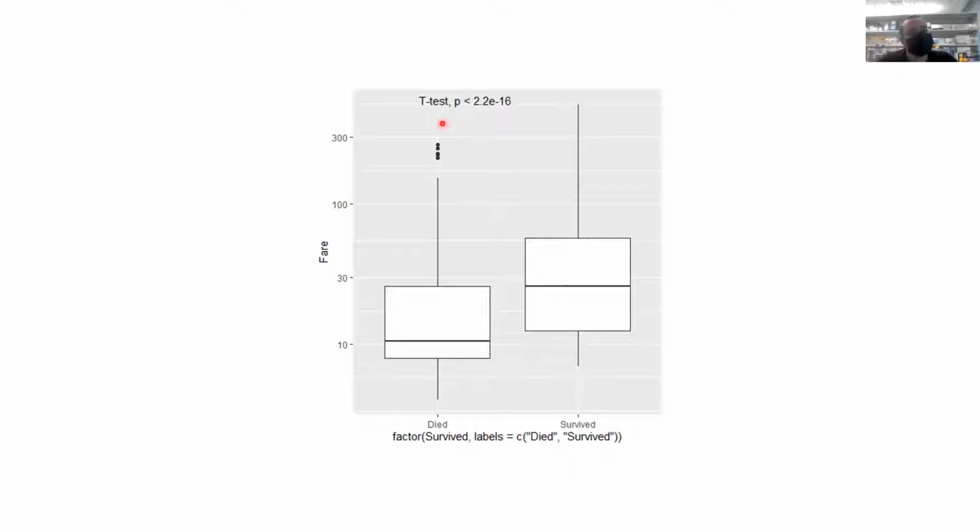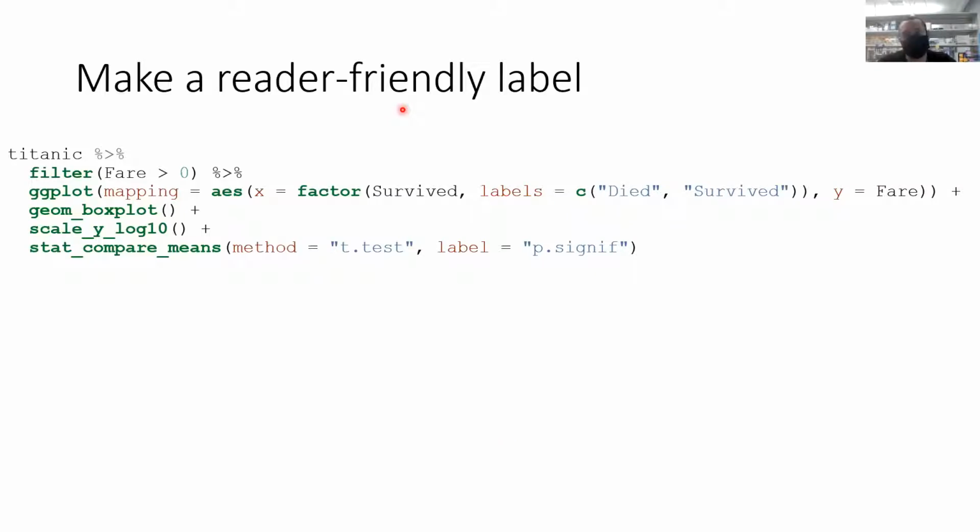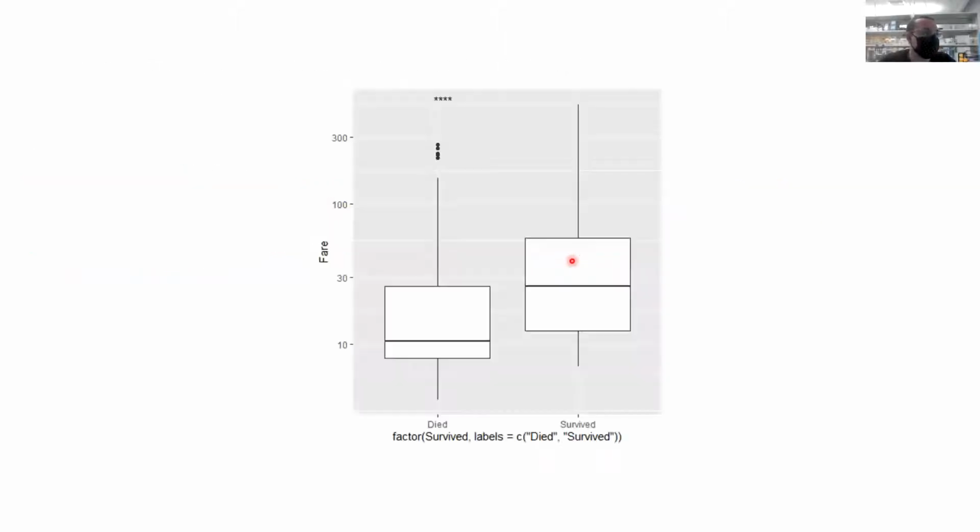However, those of you who are familiar with writing papers will know that this is not a very visually appealing way of representing the results of your statistics. It is good because it gives you the actual p-value, but what we want is the little asterisks. So this is what you can do with a label argument here, and the p.signif value of this argument will make it so that we have stars. Now we have 4 stars here.